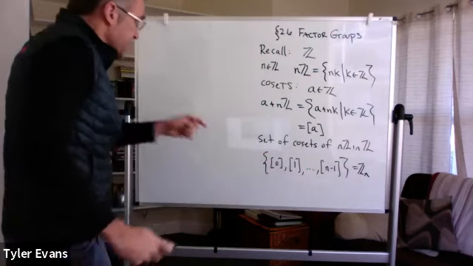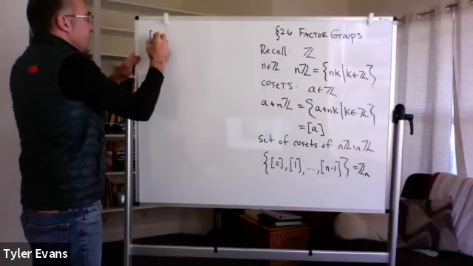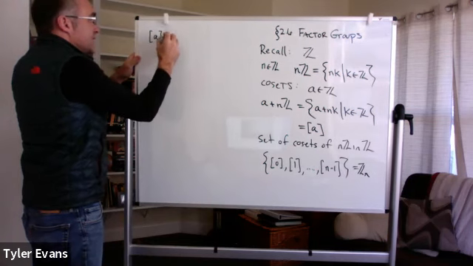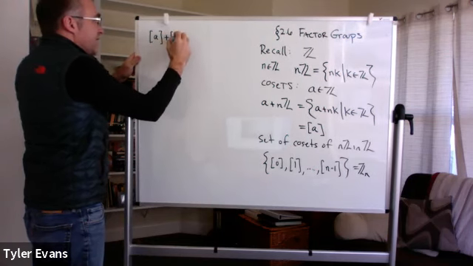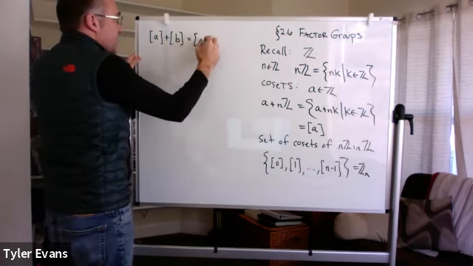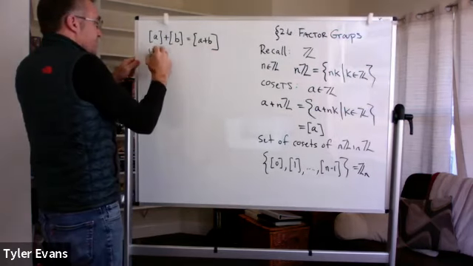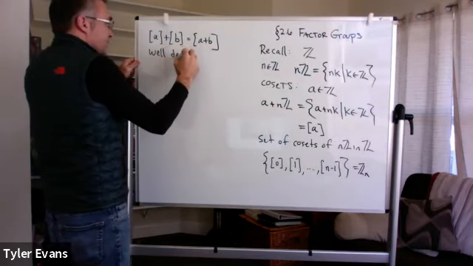And in particular, the operation, I'm going to write it up here in this corner, where we take a class containing a, and we add to it a class containing b by just simply saying, well, it's the class containing a + b. That operation was well defined. We worked to prove it.